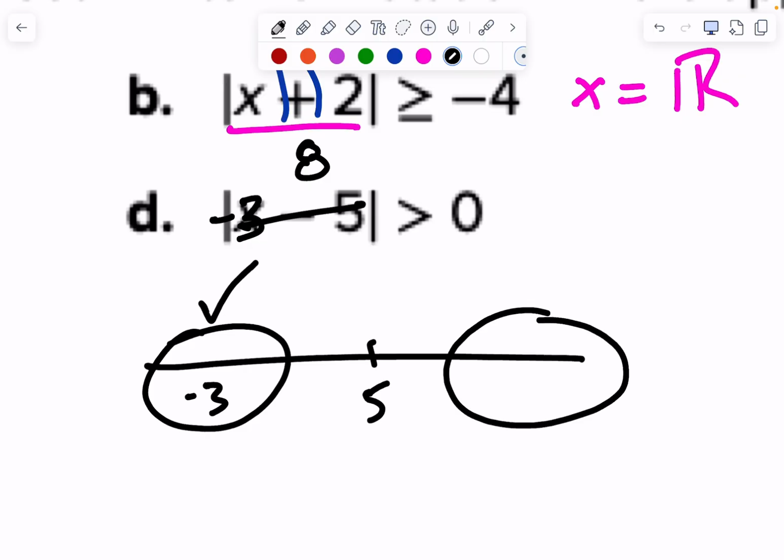Let's test a number over here, like, I don't know, 9. 9 minus 5 is 4. The absolute value of 4 is 4. 4 is greater than 0, true. So it can't be 5.